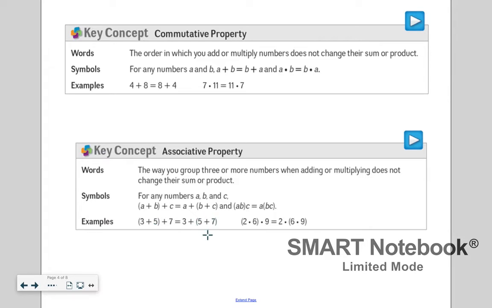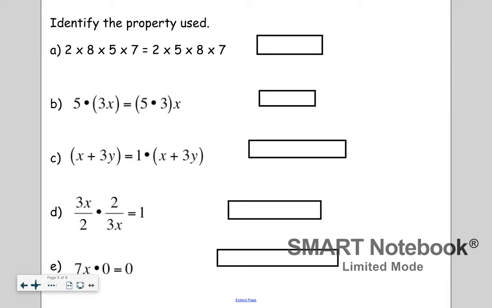The associative property just says when you're multiplying or adding, you can group different numbers and it won't change your final answer. If I add 3 and 5 first, then add 7, it's the same as adding 5 and 7 first and adding 3. And with multiplication and addition, that's possible. You're going to see a movement of parentheses here, grouping a different 2 on the right than it did on the left.